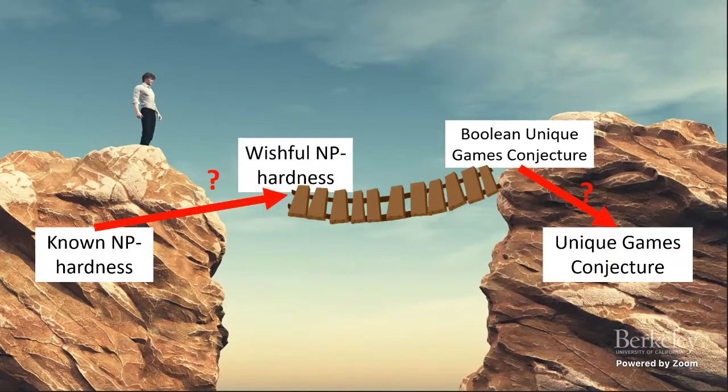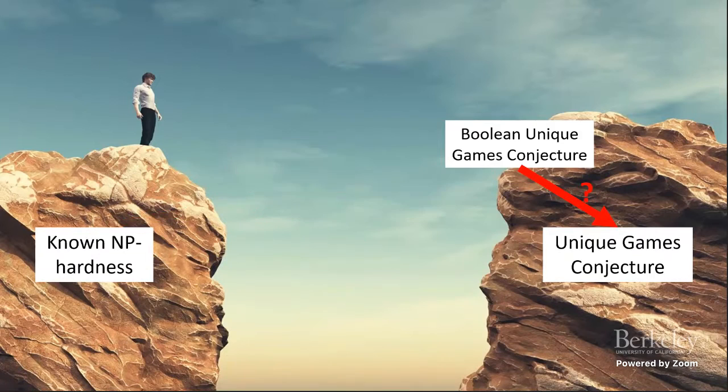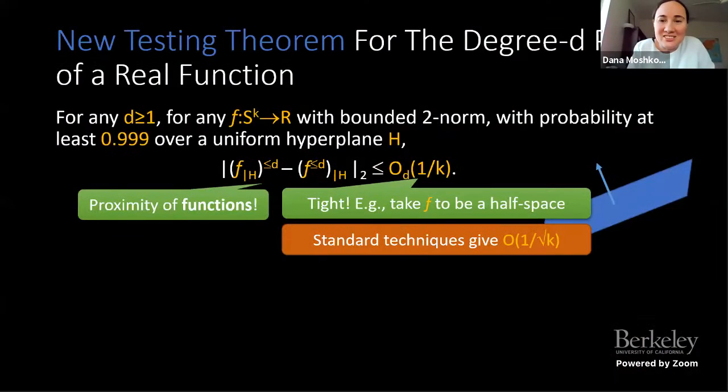Sorry, what was the testing result? Sorry, you must have missed it. What was the testing result? The testing result was this. It's a low-degree testing theorem for real functions.